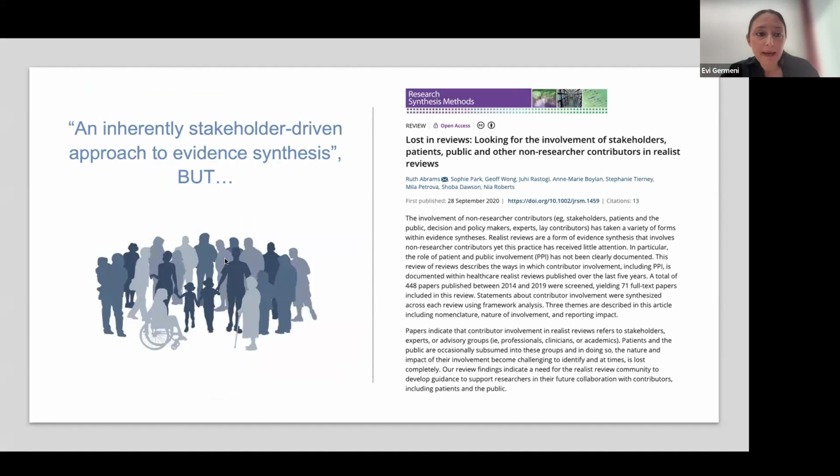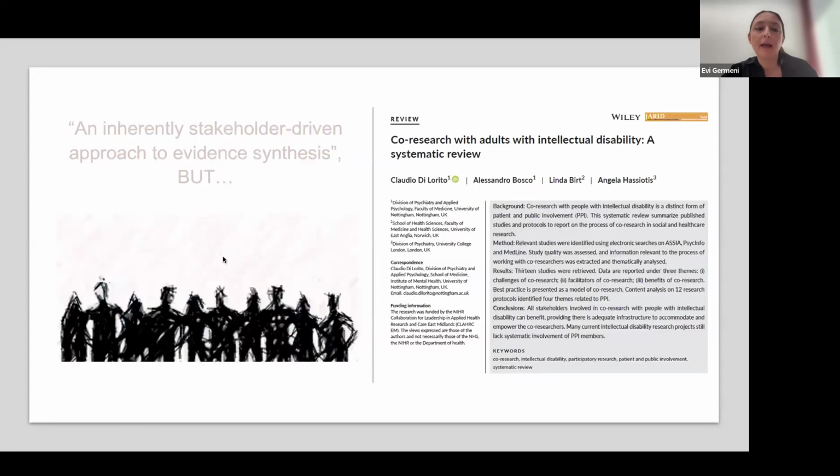So, realist synthesis is characterized as an inherently stakeholder-driven approach to evidence synthesis. However, available evidence suggests that stakeholder involvement, and in particular patient and public involvement, PPI, can easily get lost in realist reviews, as its exact nature and impact might be difficult to disentangle. Also, what we also know is that involvement in research has traditionally been more difficult for certain groups than others.